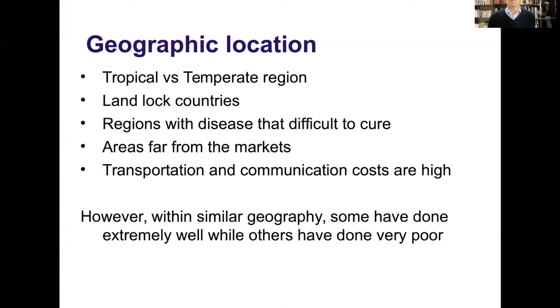But what we can't say is that geography is the whole story. Statistically, we can find that these factors are good predictors of economic development. But we can't really say that countries within similar geographies develop similarly, we do have big variation as well. Some have done extremely well, others have done poorly, et cetera.